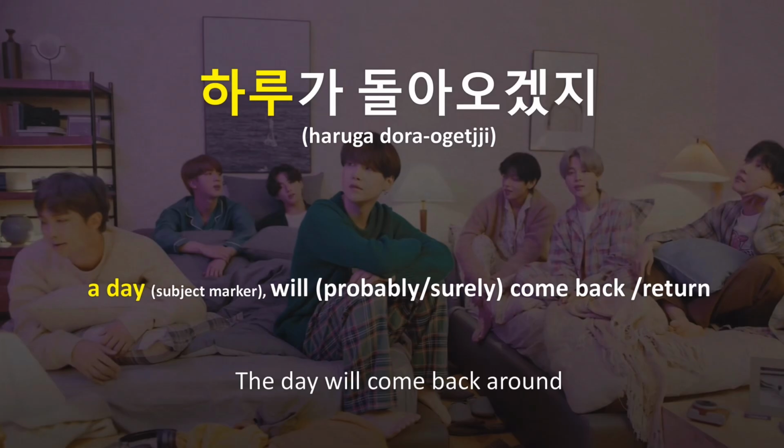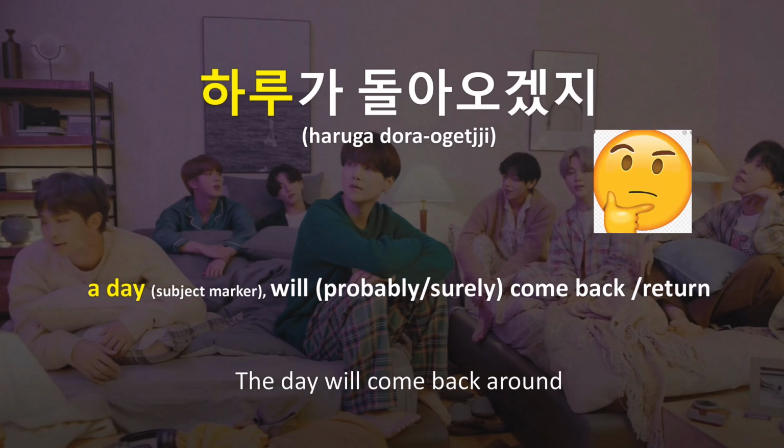하루가 돌아오겠지. 하루 means a day. 가 is a subject marker. 돌아오겠지. Okay, this entire phrase means will probably or surely come back.